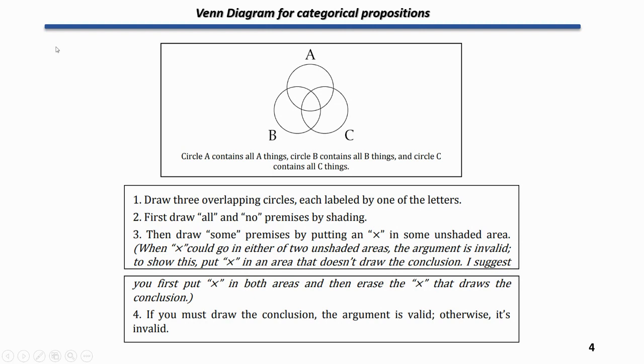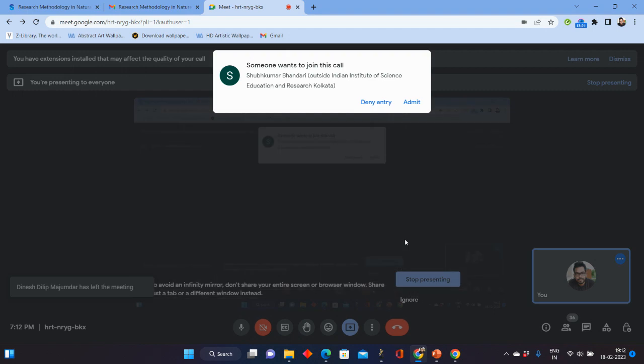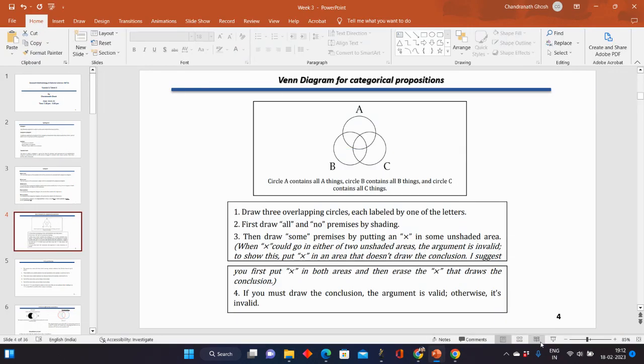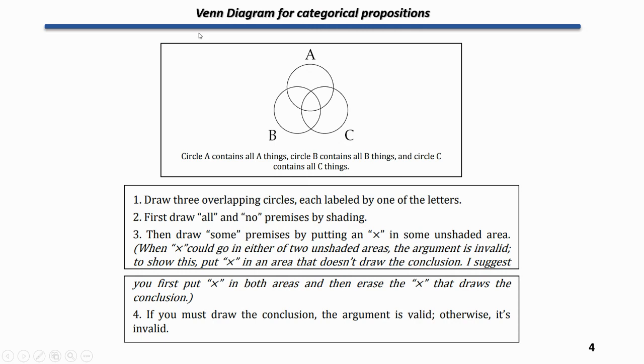So the rule is simple. The circle A contains A things, circle B contains B things, and circle C contains C things. So these are the usual things that are said there. Now if you look here, the rules for how to use them. Draw overlapping circles first. That is the main funda. Then first draw all and no premises by shading. How to do that will come. Then draw some premises by putting a cross in some unshaded area.